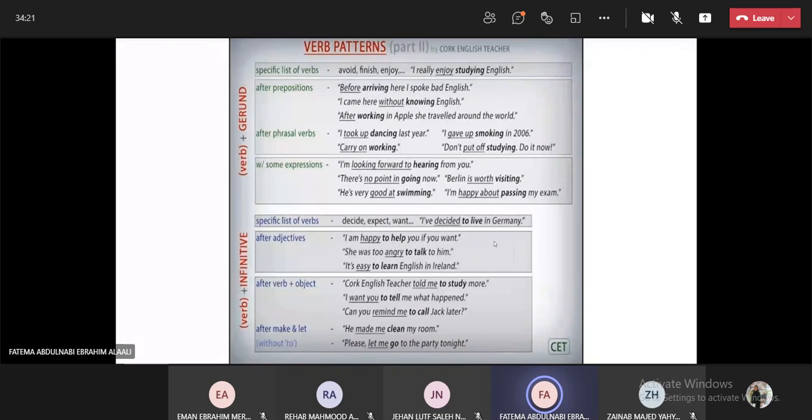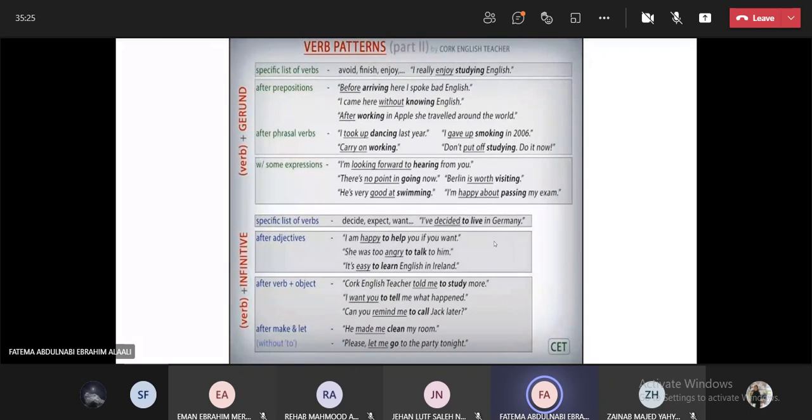Next, after verb plus an object. Like: Kirk, the English teacher, told me to study more. Told is the verb, me is an object, then we have another verb, to study more. I want you to tell me what happened: subject, verb, object, then another verb. Can you remind me to call Jack later? Can is the modal verb, you is the subject, remind is the verb, me is an object, then to call is another verb, and we have to form it in the infinitive.